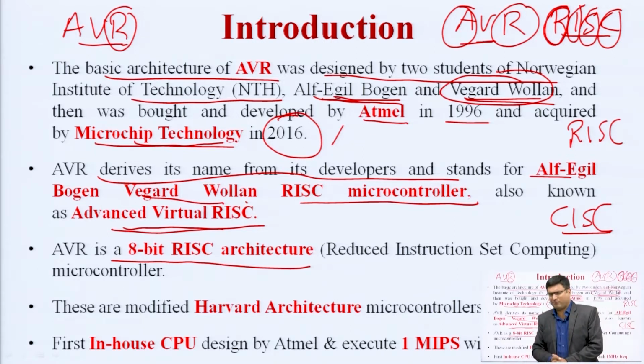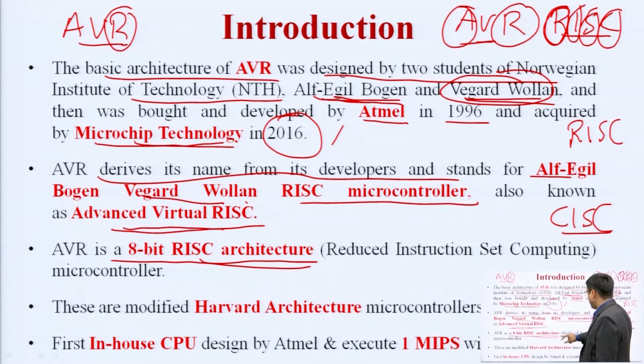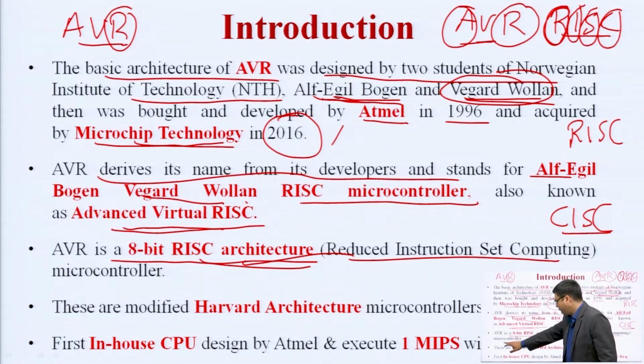In our previous lecture we have seen that there are other microcontrollers available, like the 8051, which was an 8-bit microcontroller. After that we have seen other microcontrollers. One microcontroller may be 8-bit, someone may be 16-bit. So, AVR is basically an 8-bit RISC architecture. RISC means reduced instruction set computing microcontroller.